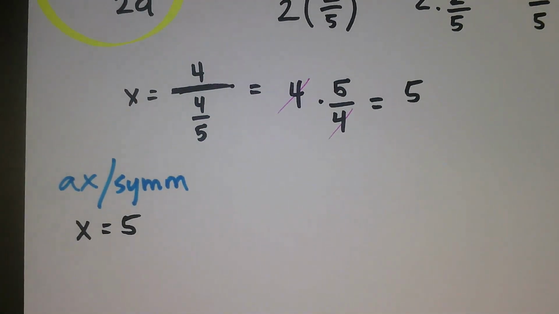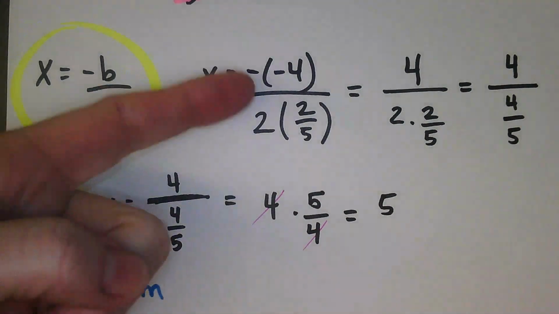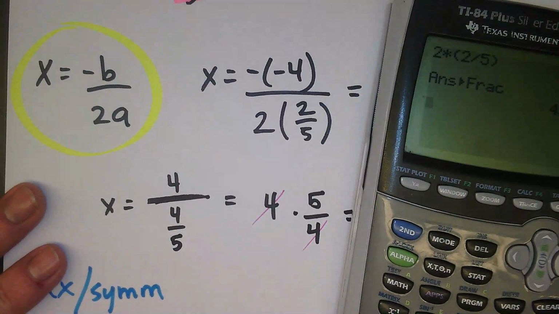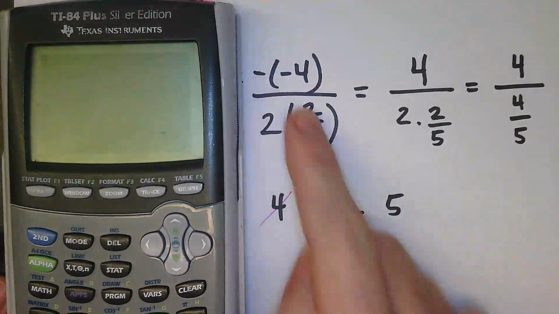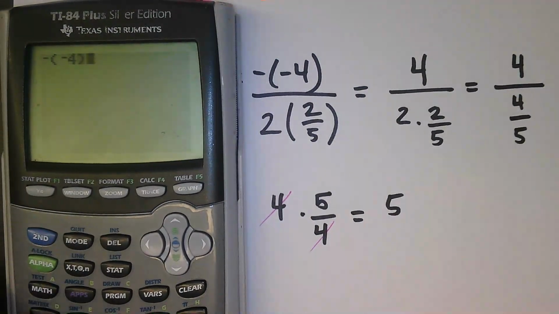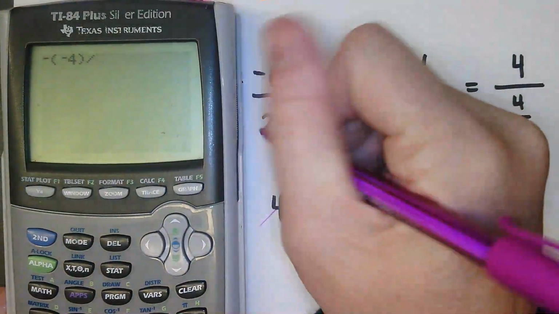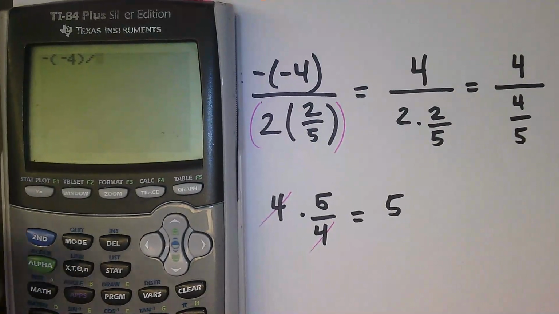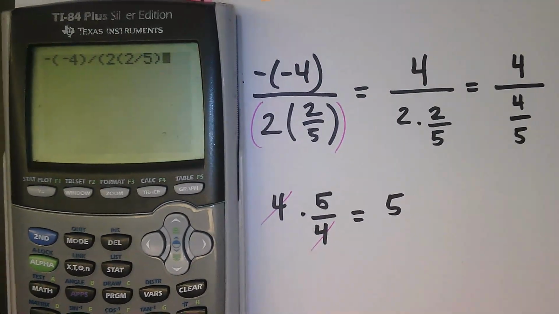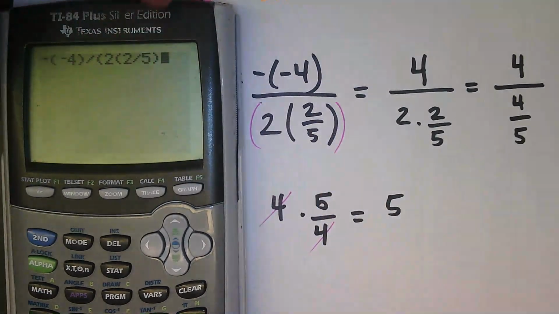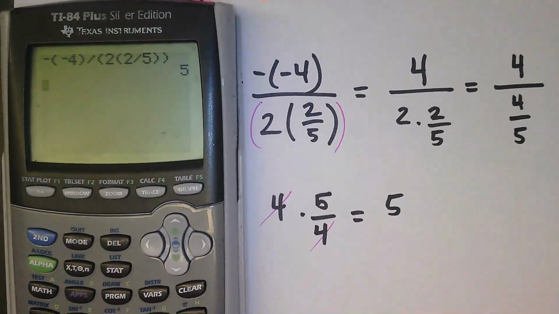Now, I was just going to show you, if you don't like this whole process of doing it by hand, you can enter this all into the calculator in one step. I can even do the negative, negative 4, and I'm going to divide that by the entire bottom, which needs to be in parentheses. So I'll set up parentheses and do 2 times, now parentheses for the fraction, 2/5. Close those parentheses, and I have a double parenthesis there at the end. You can see it gives me that same answer. It does give me 5.